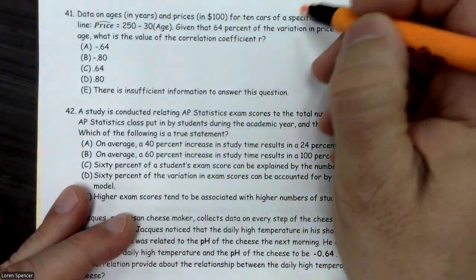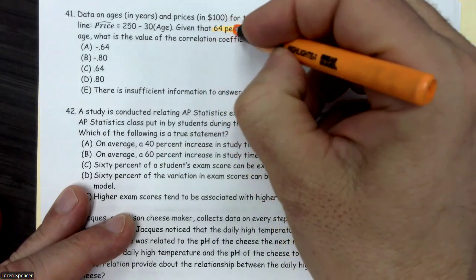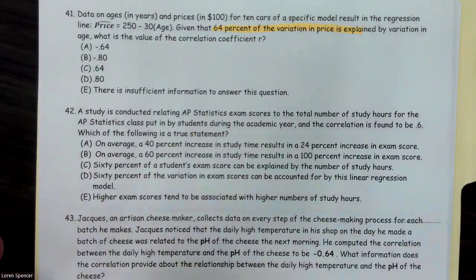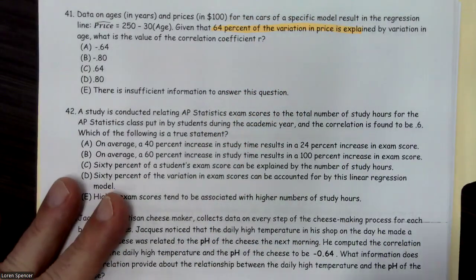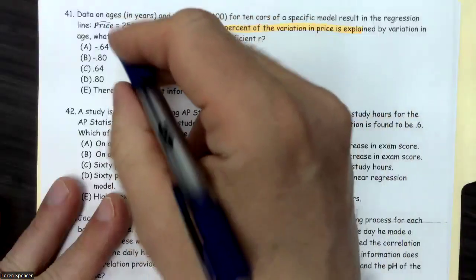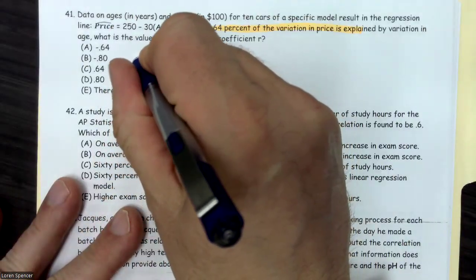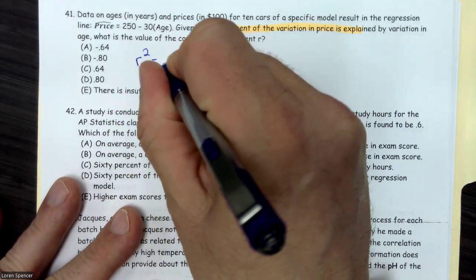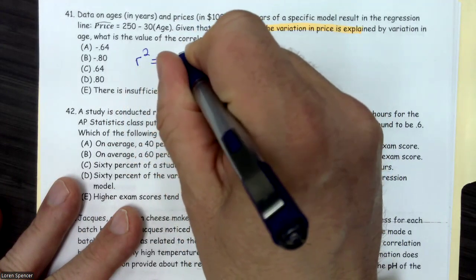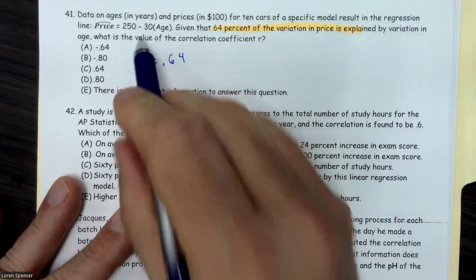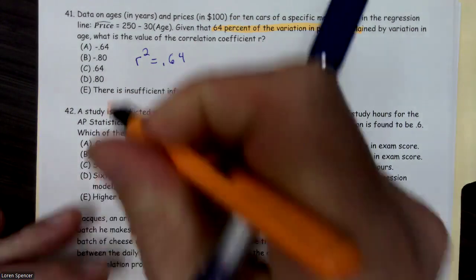So first off, 64% of the variation. This tells me that this section right here is my R squared, or coefficient of determination. So R squared in this case equals 0.64. My slope happens to be negative.